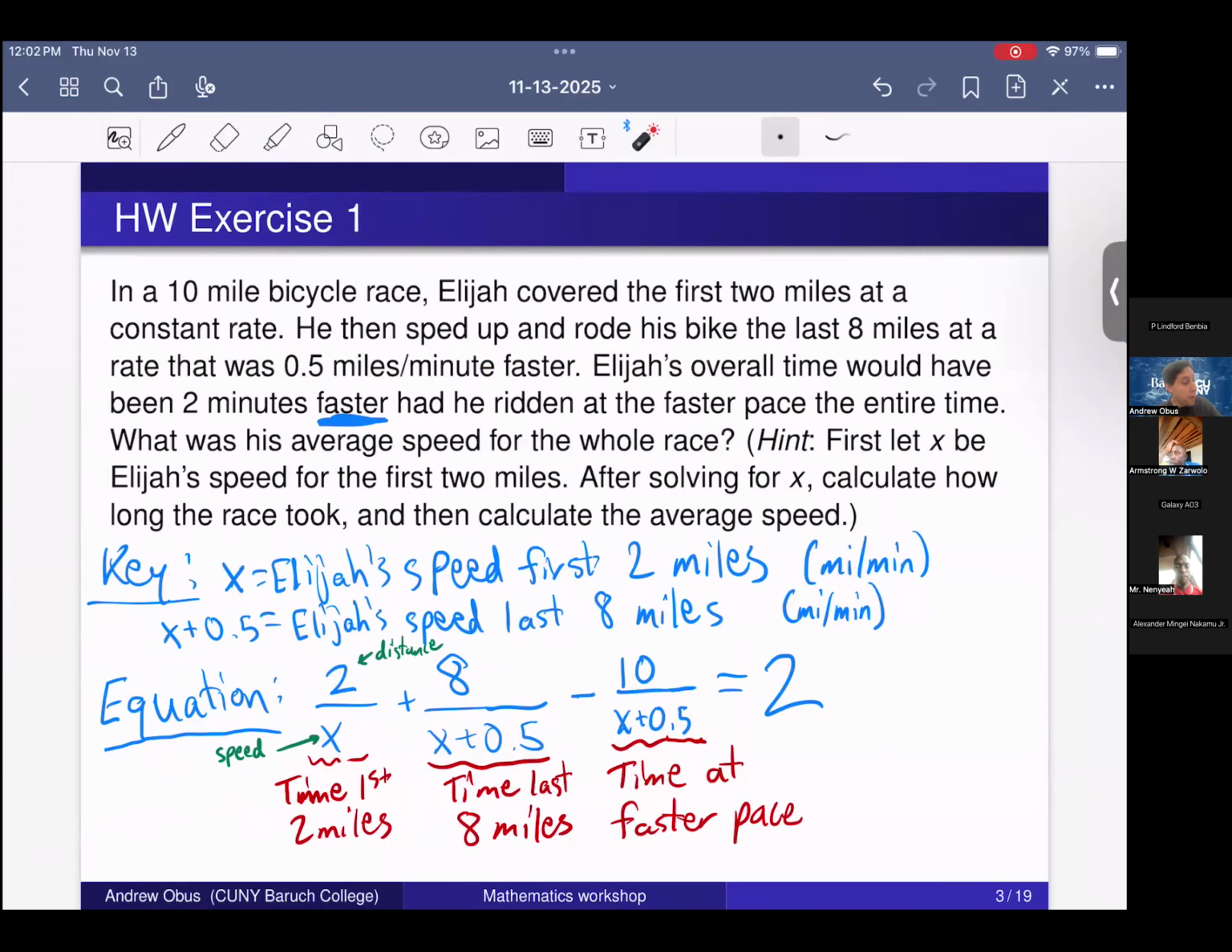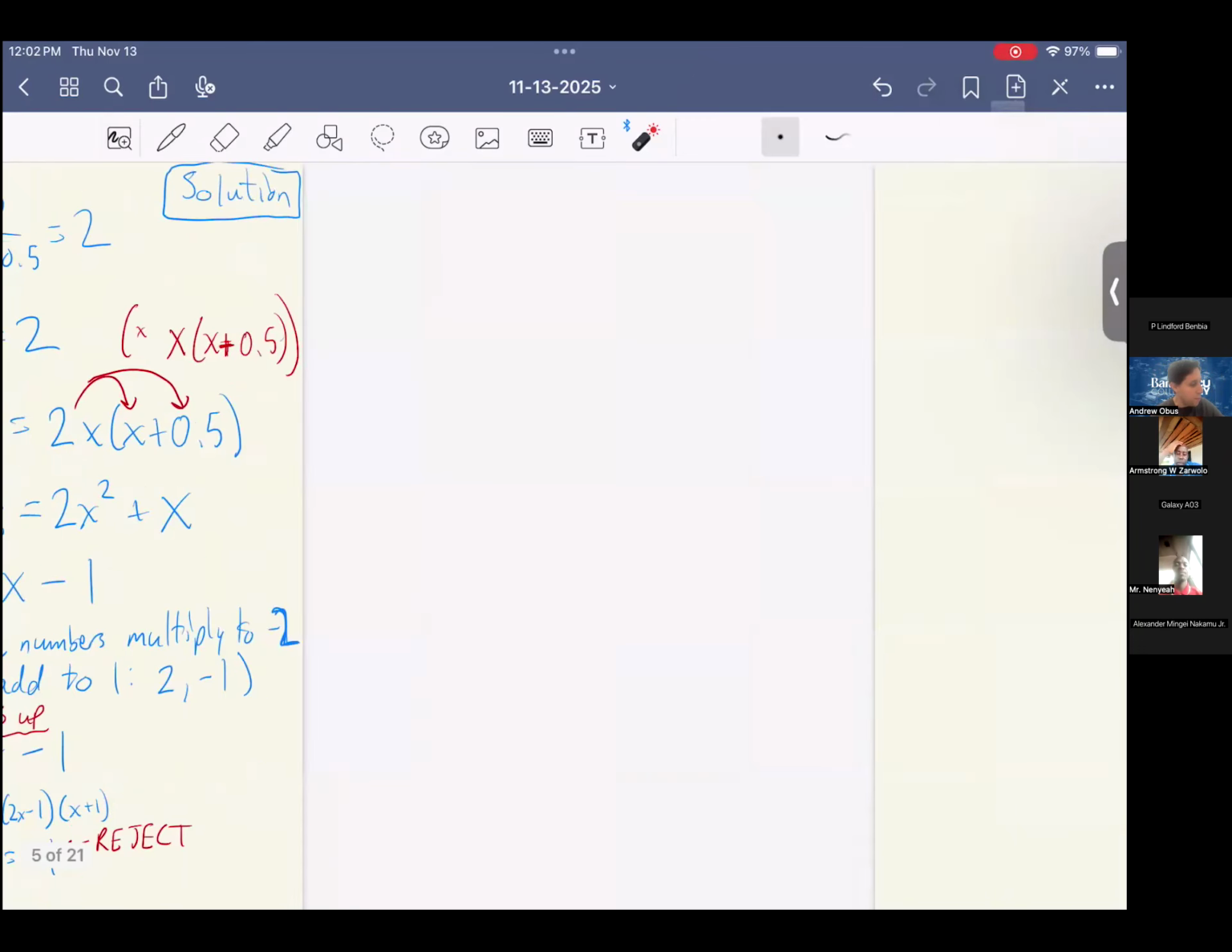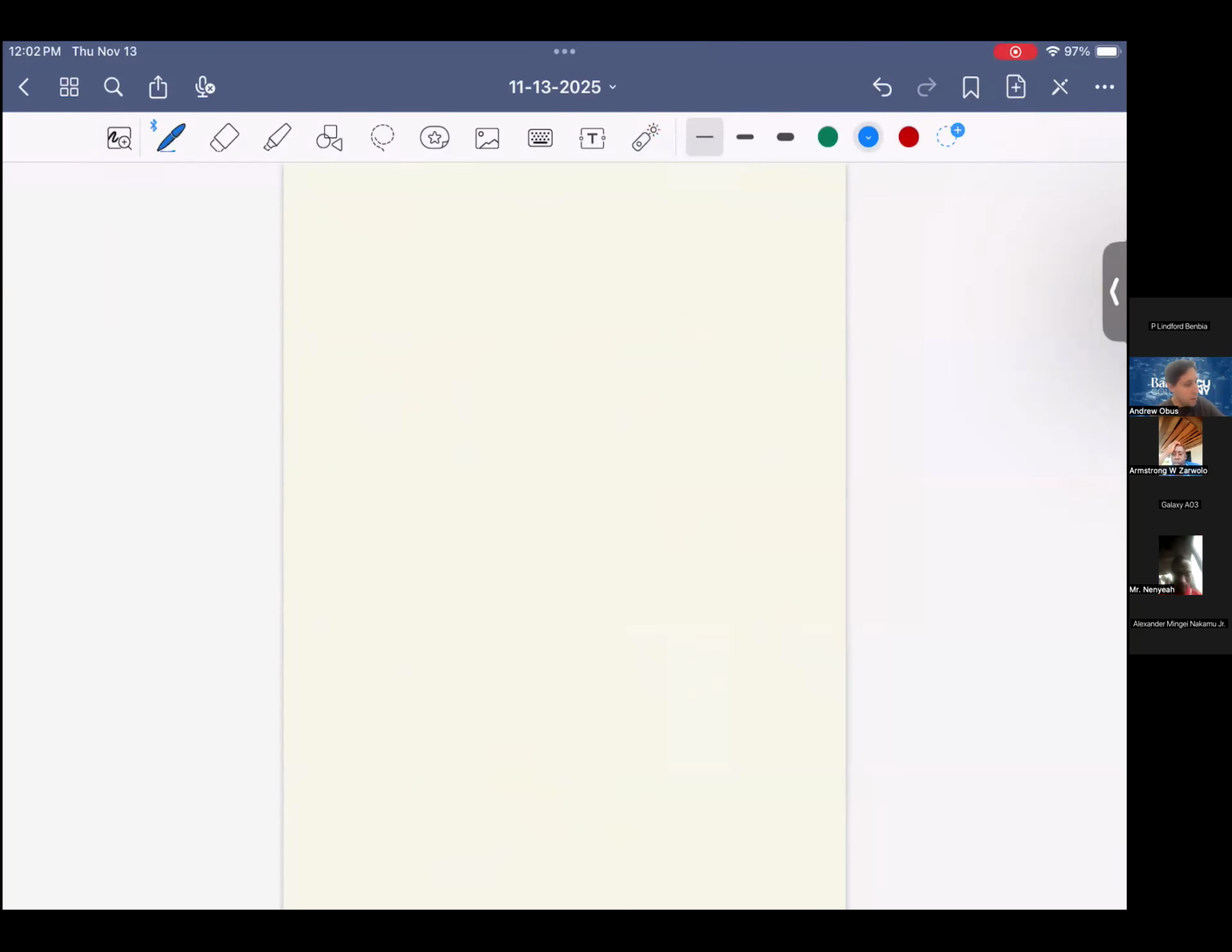So maybe before we do that, we should check that this x works, right? It's saying the overall time would have been 2 minutes faster if he rode at the faster pace the entire time. So let's actually check this. I'm going to add a new page. This is the check before we get the answer. So check: we have x equals 0.5 miles per minute.